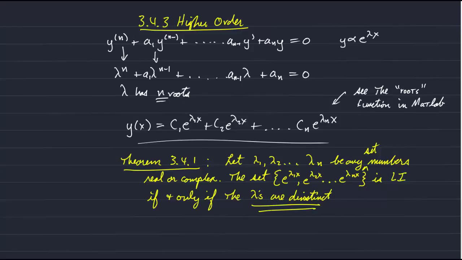So if we have an nth order ODE and we solve the characteristic equation and we get n roots, and if all the roots are different numbers, then the set of solutions e to the lambda 1 x, e to the lambda 2 x, all the way out to e to the lambda n x, this set of functions defines the linearly independent set and thus gives the general solution to the ODE. And that's important.